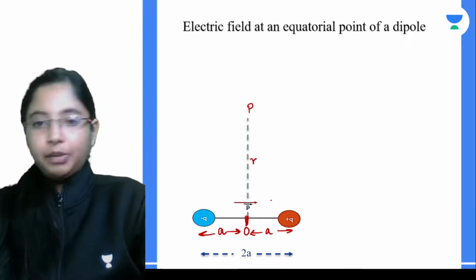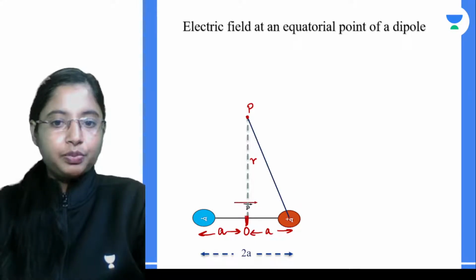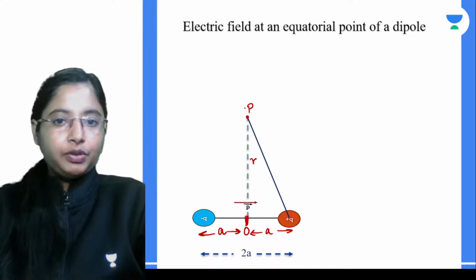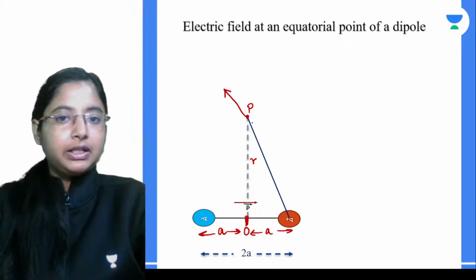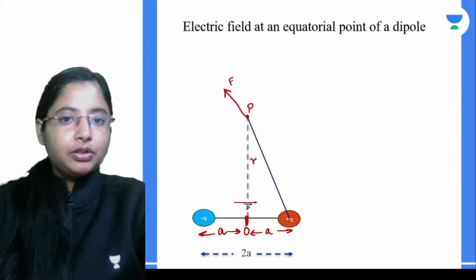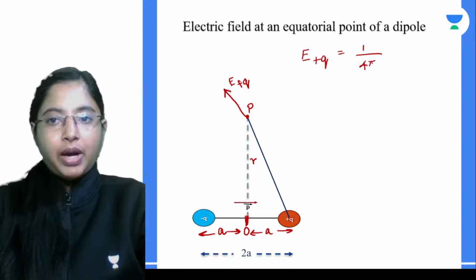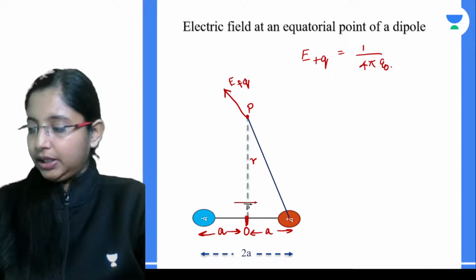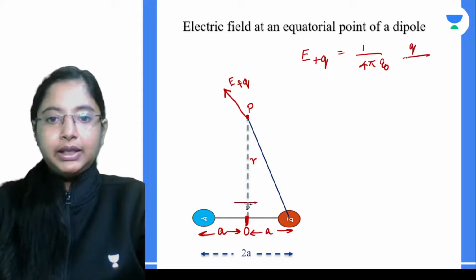Alright, now think about it. What will be the electric field at this point because of this positive charge? Because of the positive charge, at this point P, if you introduce a test charge which is also positive, the force acting on it will be in this direction, meaning the field lines because of the positive charge will be in this direction. So if we write that, the electric field for the positive case will be nothing but 1 by 4 pi epsilon naught, Q divided by the distance.